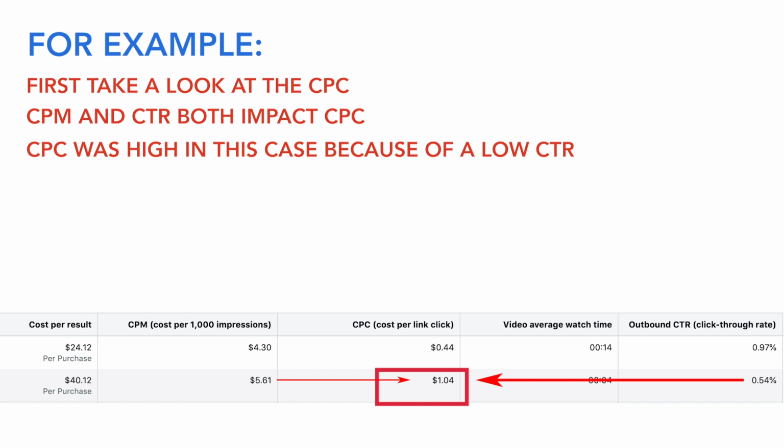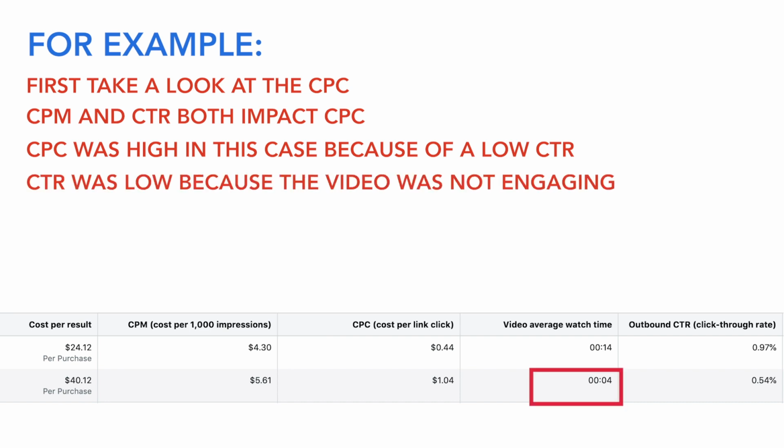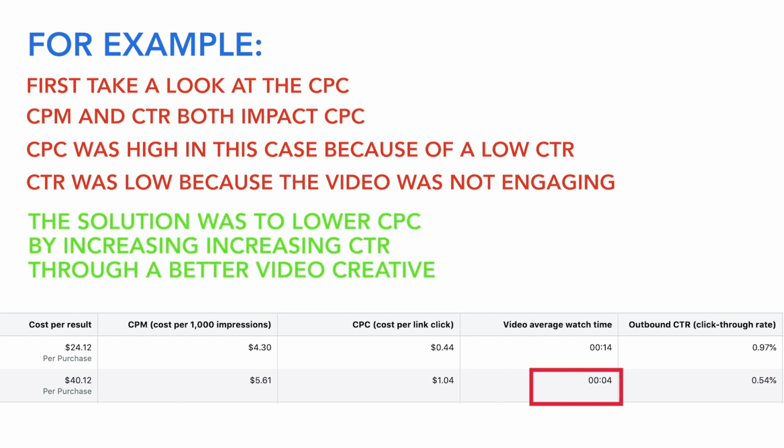The CPMs for me on this first ad, however, were not bad, so I knew it had to do with CTR. Now, as you can see, it had a CTR of 0.5%, which is not good. So the next thing I did was take a look at the video average watch time. It makes sense. People were not very engaged with the video, only watching 4 seconds on average. Looking at these numbers, I knew that the best route for me was to try and lower CPC by increasing CTR through a more engaging video ad. After I did that, I would be able to reevaluate metrics further down the funnel like cost per purchase.